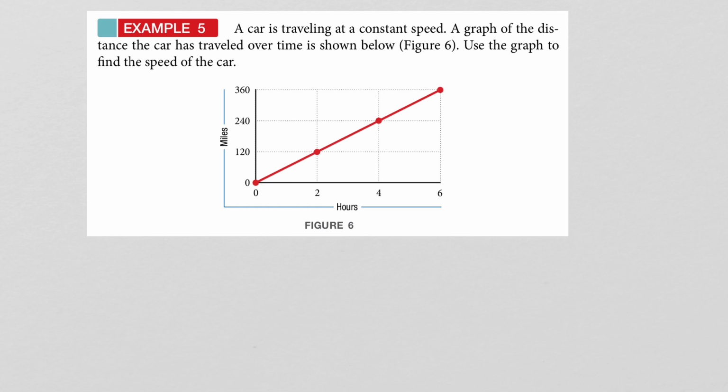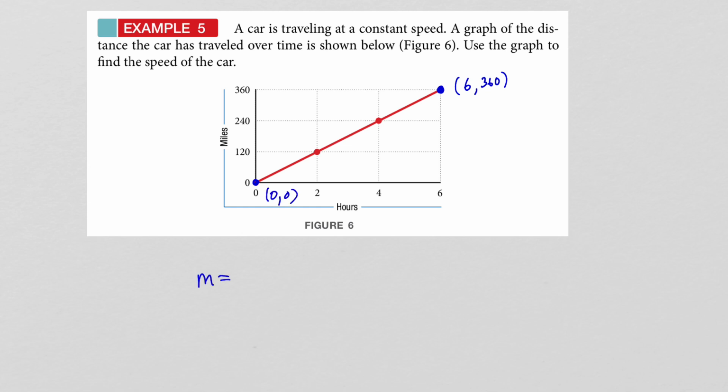So all I need to do is pick 2 points on the graph. You can pick any 2 points. The easiest points to choose would be this point here, which says after 6 hours, we have traveled 360 miles. And this point down here, which says after 0 hours, we have traveled 0 miles.